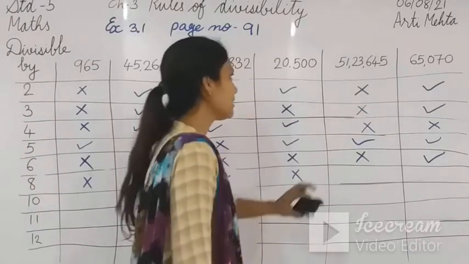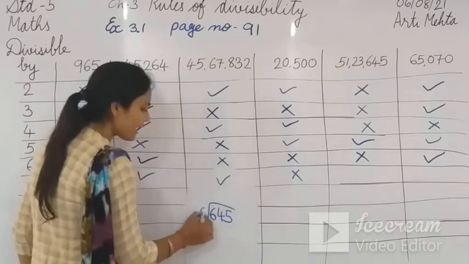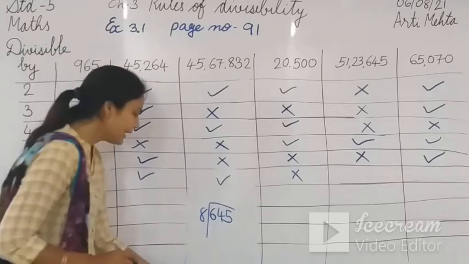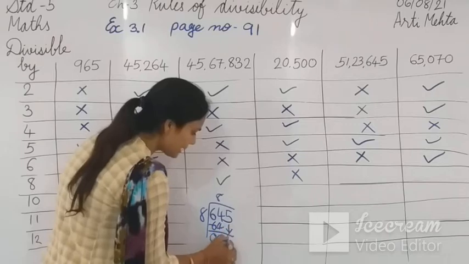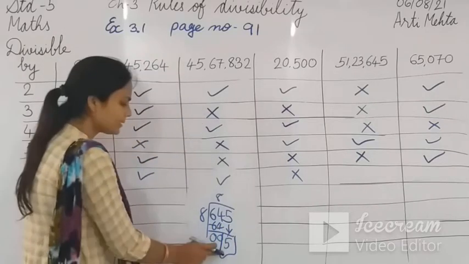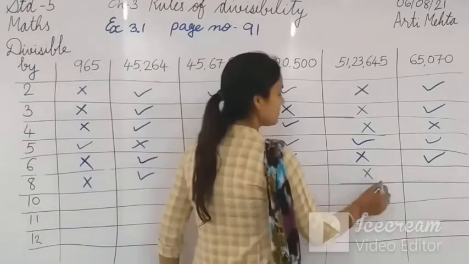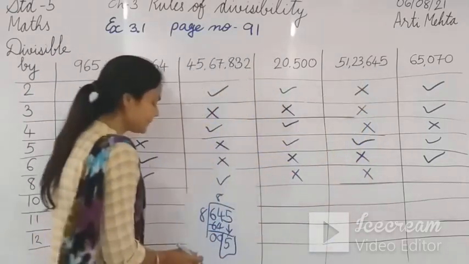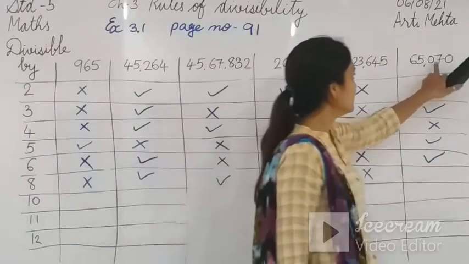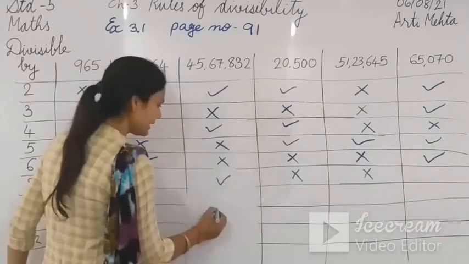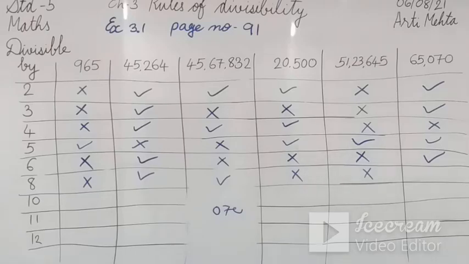Now here the last number is 645. Is 645 divisible by 8 or not? We have to decide. See, 8 eights are 64. 64 minus 64 is 0. Bring down 5. 5 is less than 8. So the remainder is 5. OK, so this number is not divisible by 8 because the last 3 digits are not divisible by 8. Now here, the last number is 070. OK, so is 070 divisible by 8 or not? We will check it.